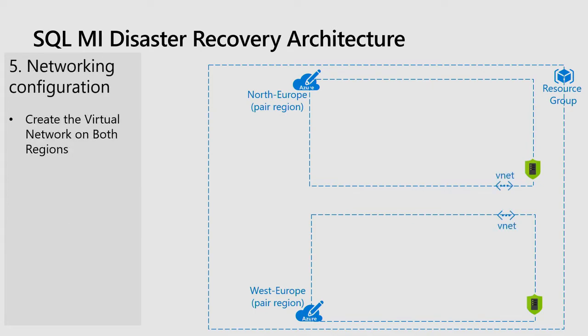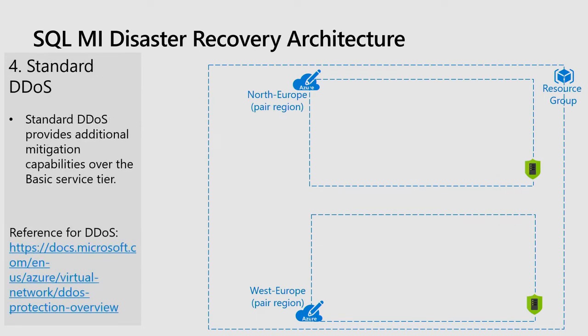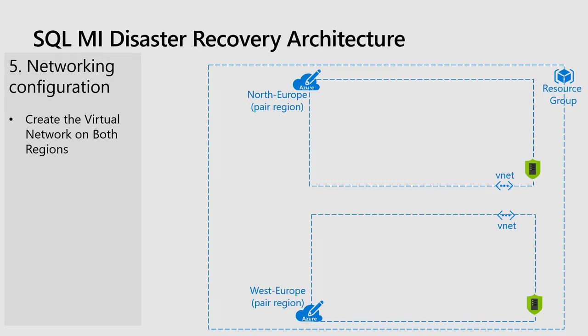Networking configuration. As you can see, the difference between step number 4 and step number 5 is the virtual network on both regions.